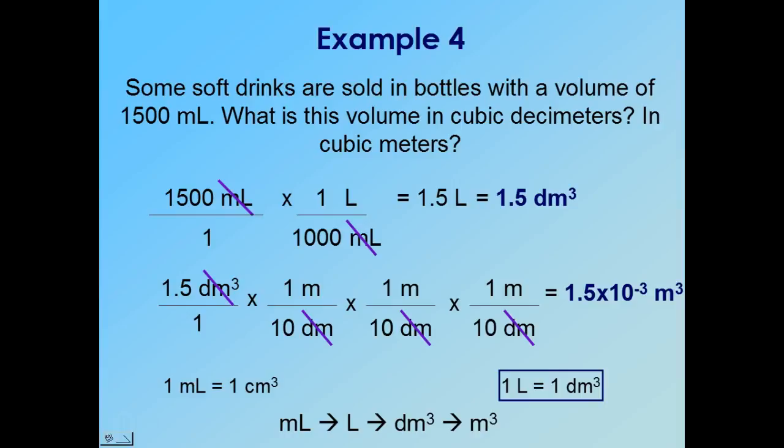and now we have 1.5 times 1 times 1 times 1 over 1 times 10 times 10 times 10, and that would be 0.0015 meters cubed, or 1.5 times 10 to the negative third meters cubed.